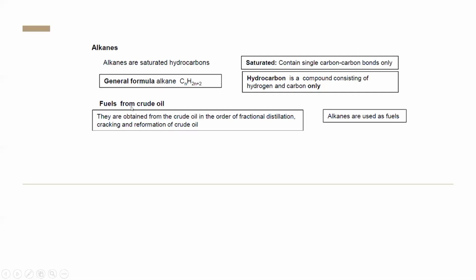So what are alkanes, or what is the definition of alkane? As we know, the introduction of a hydrocarbon, how we define the term hydrocarbon. The term hydrocarbon means the compounds contain carbon and hydrogen only. So compounds which contain carbon and hydrogen, we call them hydrocarbons.